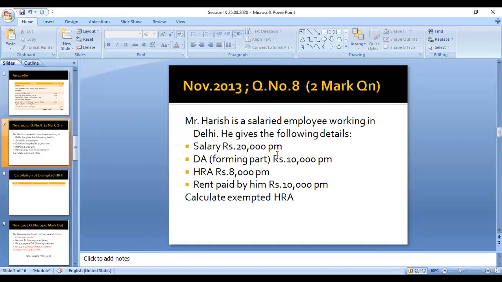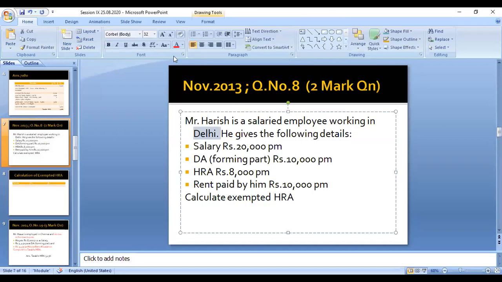Okay, Harish is a salaried employee working in Delhi. So Delhi is a metropolitan city. If a metropolitan city is given, you can take 50%: Delhi, Mumbai, Kolkata, and Chennai. But if nothing is given, you can take 40% of salary. Here Delhi is given, so 50% of salary you have to take.